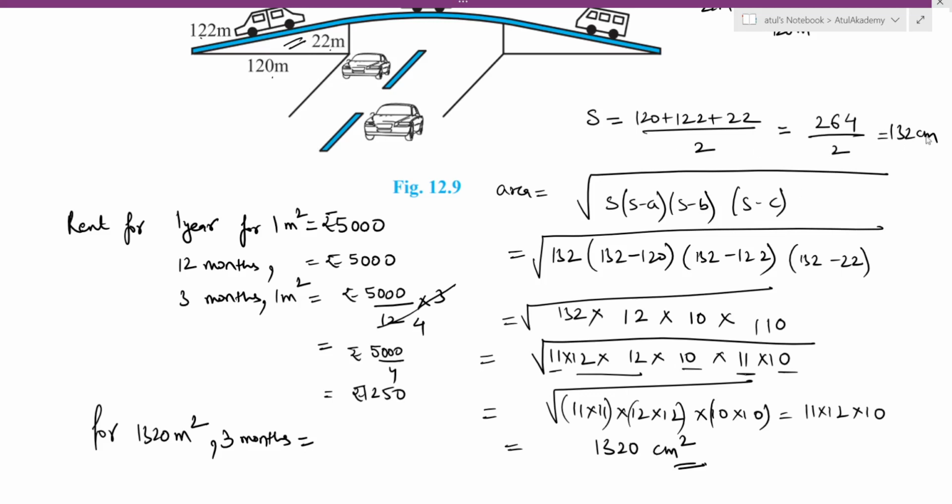Yeah, it's in meters, so I wrote it here also wrong. Here also wrong. Please correct it. Fine. So what will it be? It's 1250 multiplied by 1320 rupees.